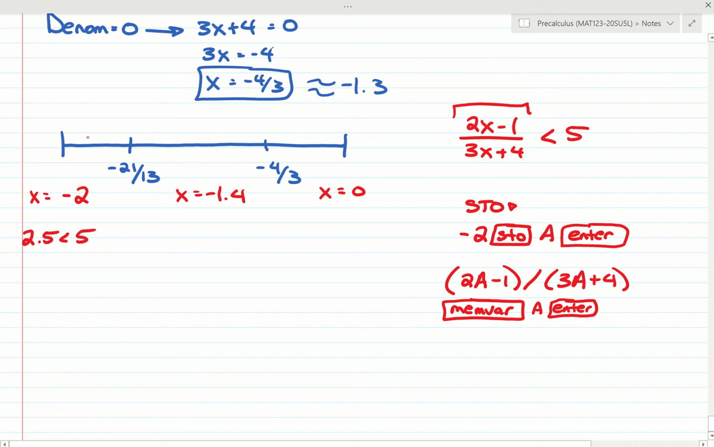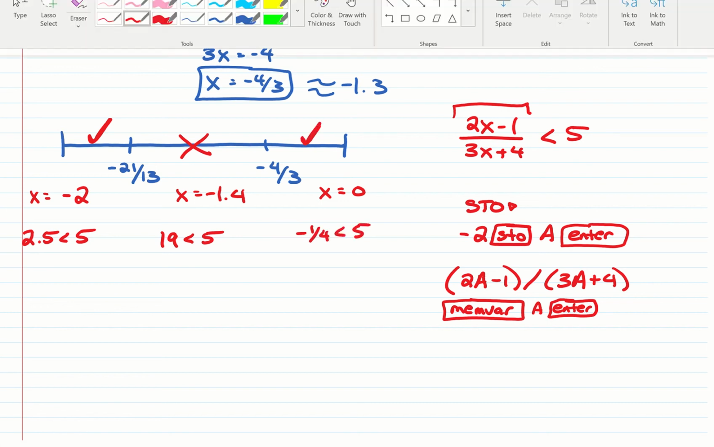Well, is that less than 5? Yeah. Now all we have to do, we don't have to type in all this stuff all over again if you do the store technique. Just type negative 1.4, hit the store button, hit enter on A, and hit the up arrow. Go back into the equation you typed in and hit enter. I'm getting 19. Is 19 less than 5? No. And then we'll type 0 store for A. I'm getting -1/4. Is that less than 5? Yeah.